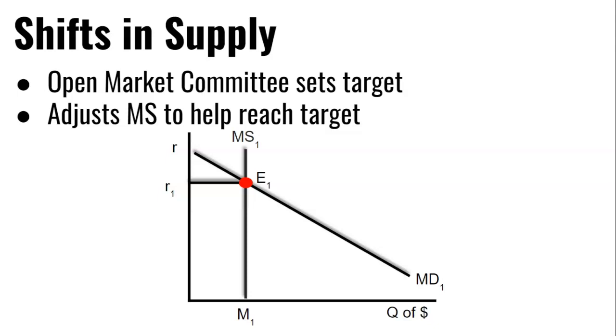Money supply is going to shift based on the Federal Reserve's desire for a particular interest rate. And so the open market committee's primary tool is the buying and selling of T-bills. We'll try and adjust the money supply to achieve a market rate that the Federal Reserve believes is optimal for the economic growth they want to see.